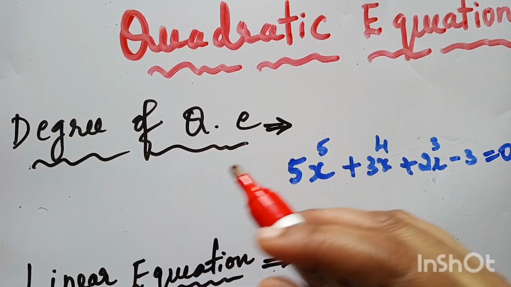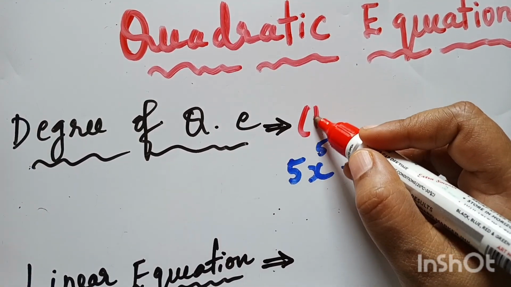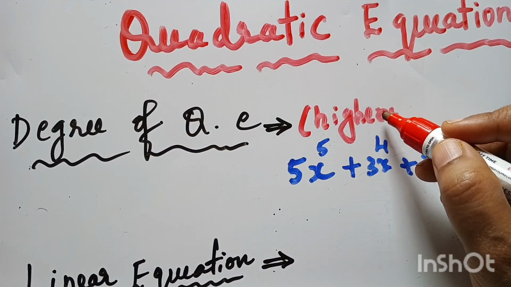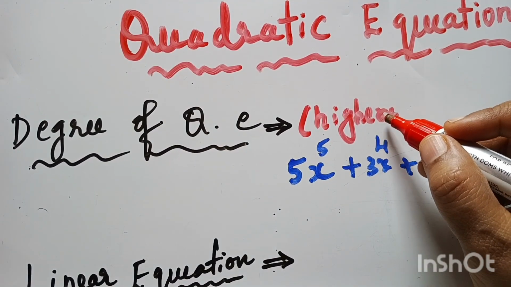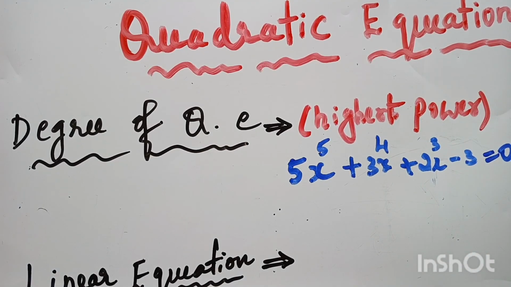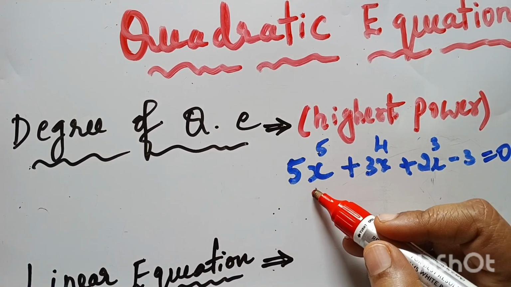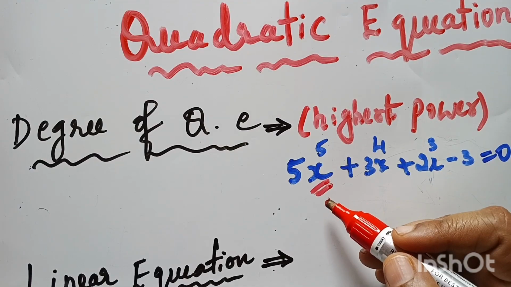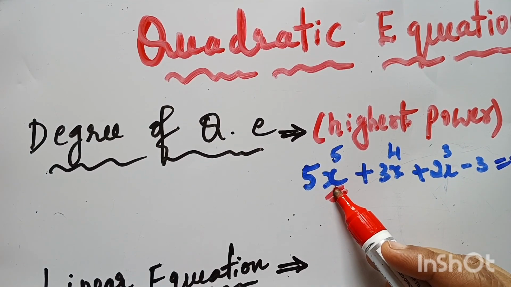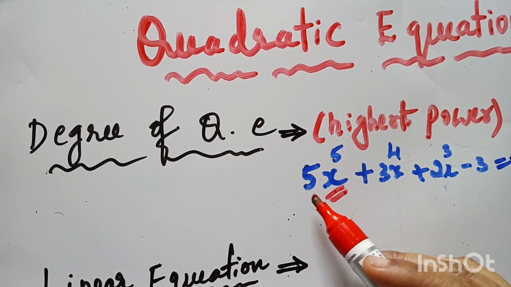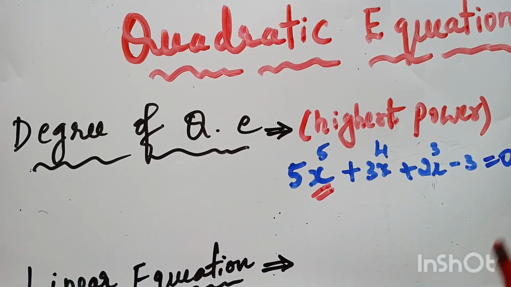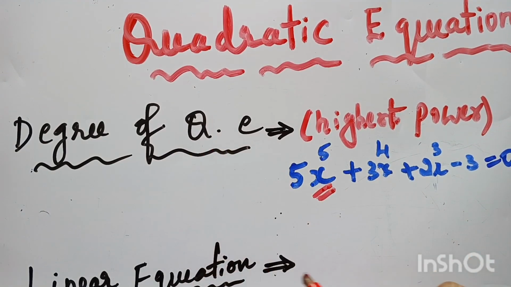When does the degree of a quadratic equation come? It means the highest power. So the highest power of the variable x is the degree. The variable is x and the constant is 5, a number. The highest power of the variable in the equation is called the degree. So degree means highest power.